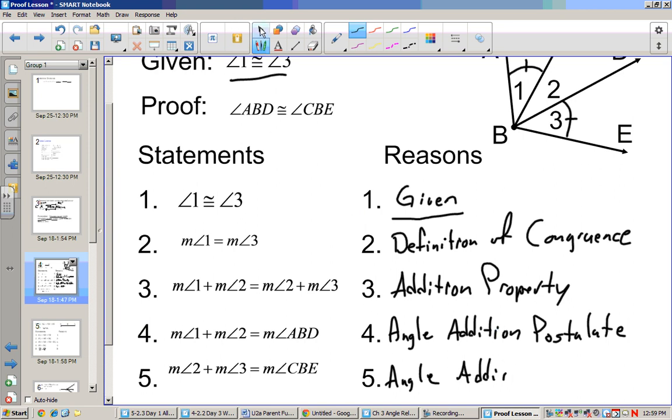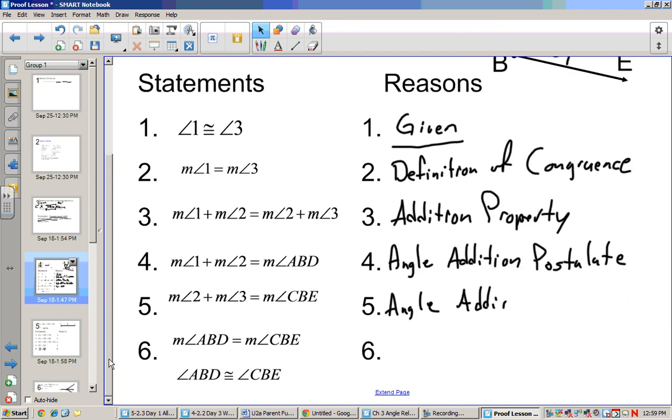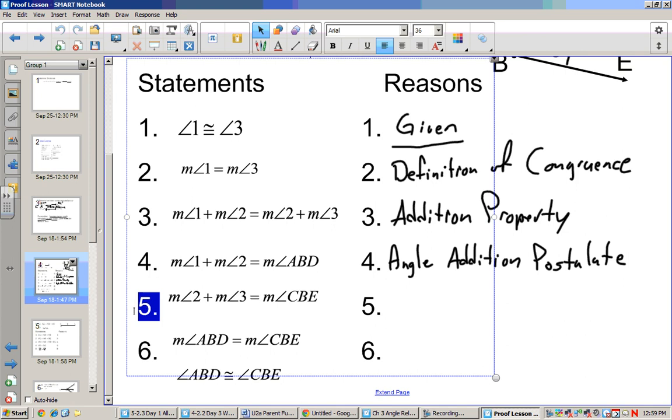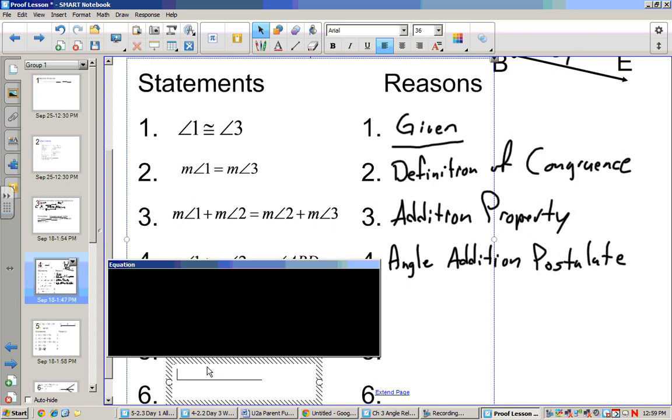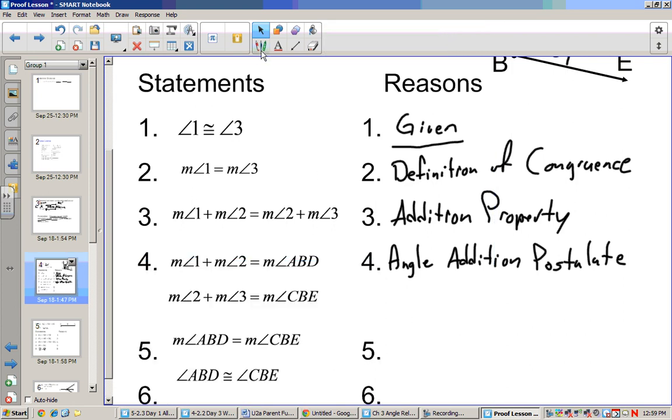Now let's take a look for a second. I think this got a little bit off. Let's get rid of this. Let's just slide this down just a little bit. Instead of writing that one again, I'm just going to slide these down just a tiny bit. And both of those are angle addition postulate.